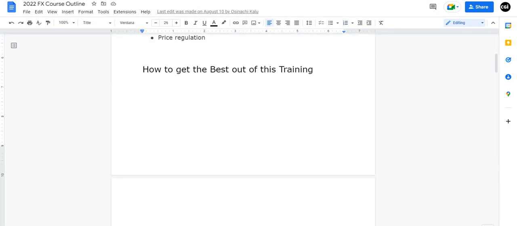So you can use any text editor you like. You can use Microsoft Word. Microsoft Word is good. I just use Google Docs because of the cloud service, and I'm just more used to it. I don't have Microsoft Office on this laptop, so that's why I use Google Docs.